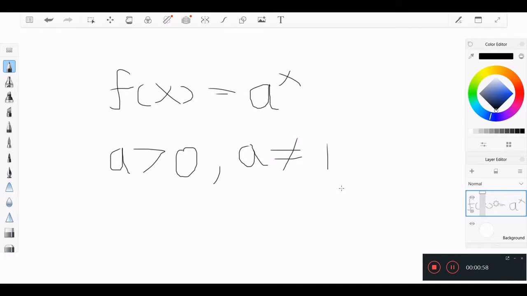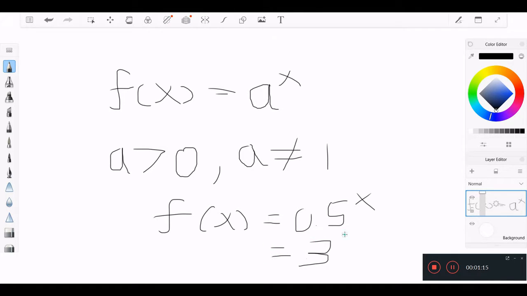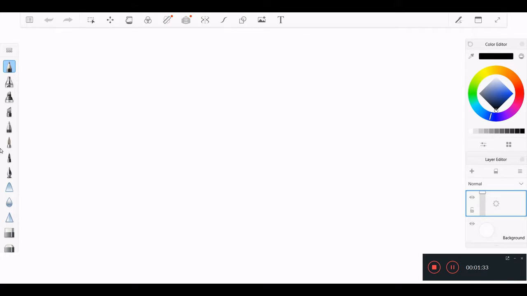This is the rule of the exponential functions, where your a can be maybe f(x) equal to 0.5^x. It can be the function 3^(x+1). So these are all exponential functions. Today, I will focus more on teaching the rules of the exponential functions. Actually, there are plenty of rules or properties of the exponential functions.